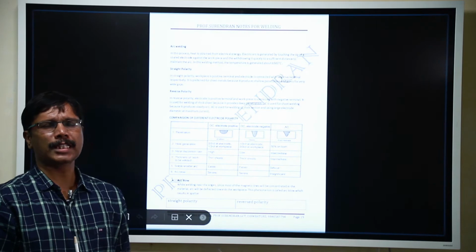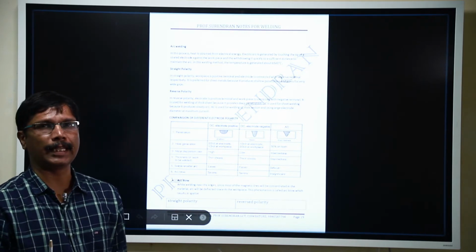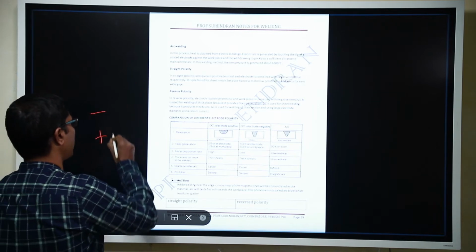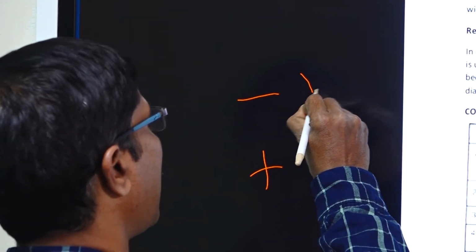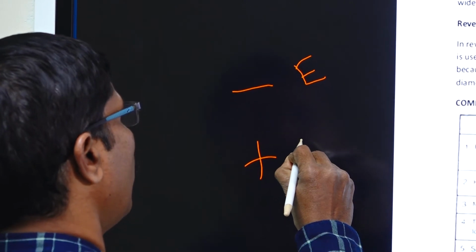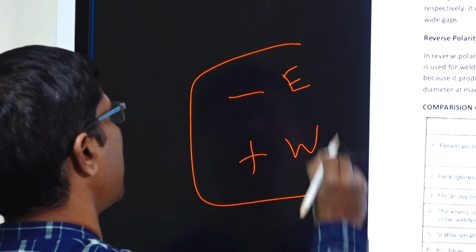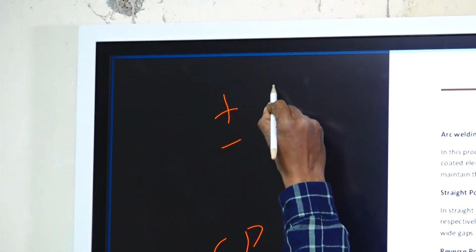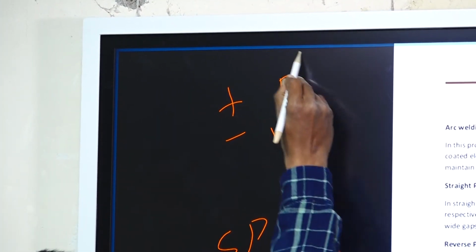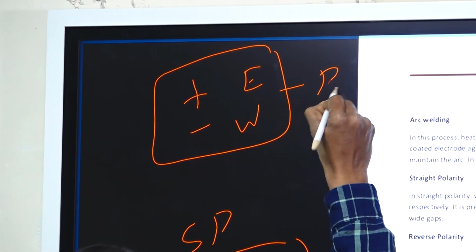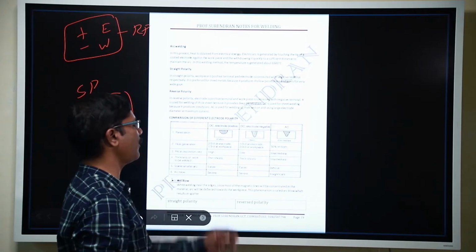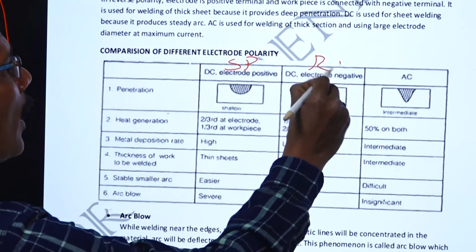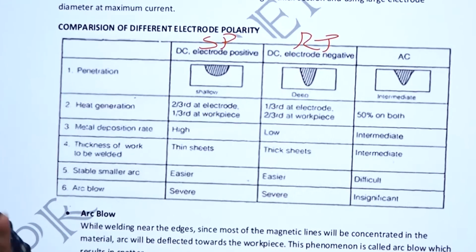Next we are going to discuss polarity in welding. What do you mean by polarity? It is about negative and positive and where they are connected. If negative is connected to the electrode and the workpiece is connected to positive, it is called straight polarity. When it is reversed, meaning electrode positive and workpiece negative, it is reverse polarity. And in DC we have electrode negative straight polarity, electrode positive reverse polarity. And in AC there is only one thing.